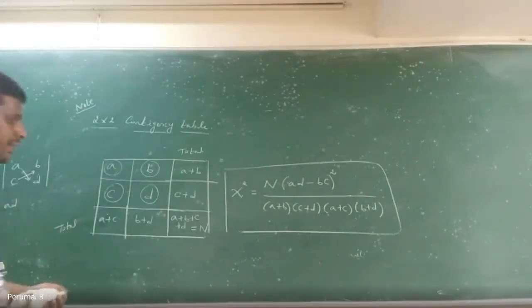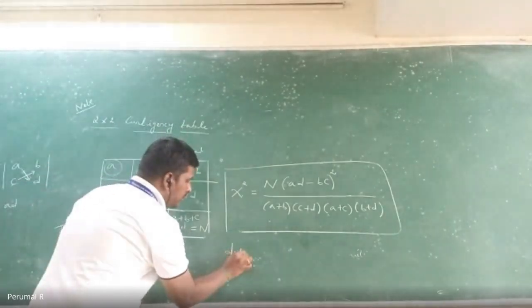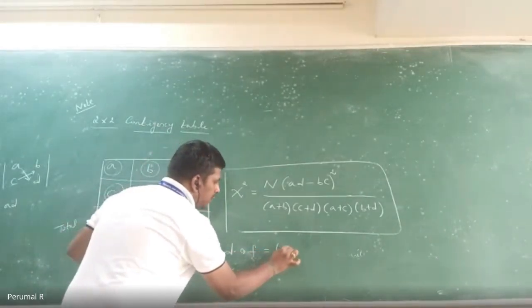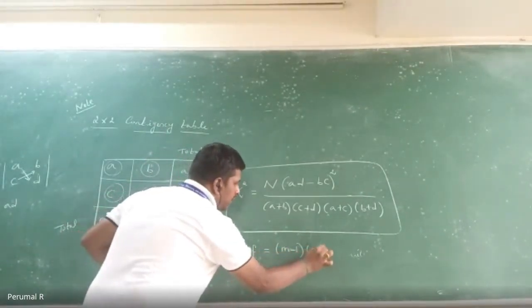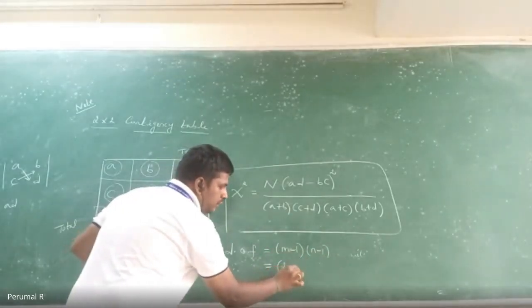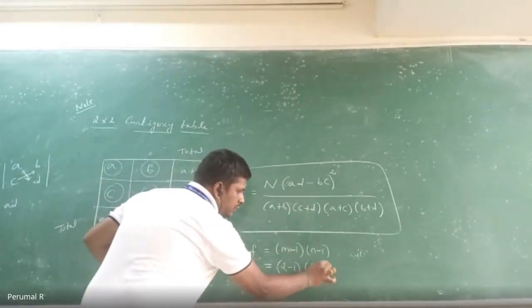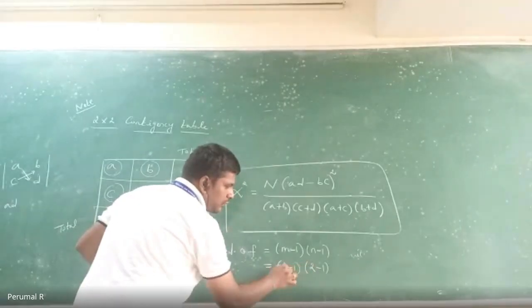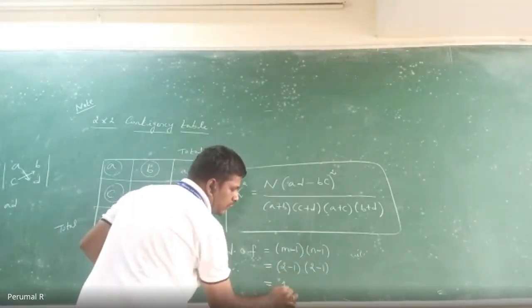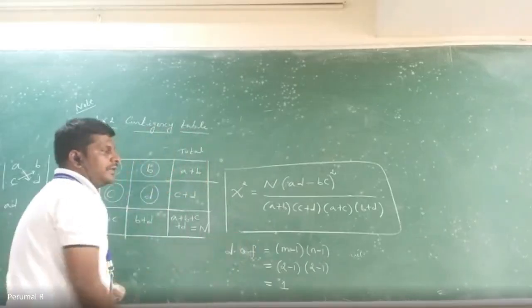So here degrees of freedom is the same thing. What is your degrees of freedom? (m minus 1)(n minus 1). Here there are 2 rows and 2 columns, so 2 minus 1, 2 minus 1, that is 1 times 1. Therefore you look at your table value at degrees of freedom 1.